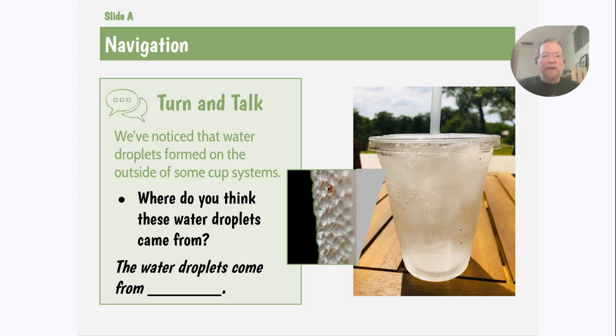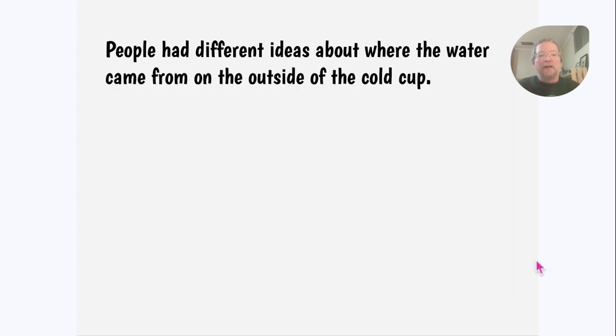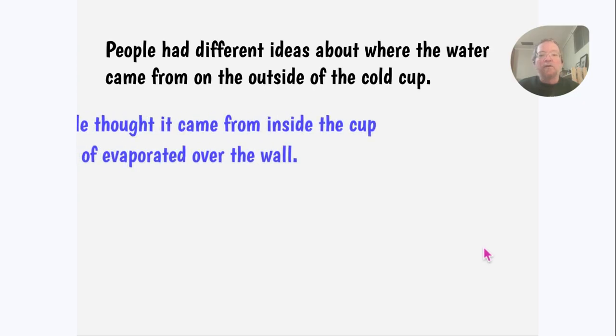We noticed that when we had the cup of cold water and the cup of room temperature water, the room temperature water did not get condensation on it, but the icy cold cup did. So where does that water come from on the outside of the cup? We had some different ideas on that. People had different ideas about where the water came from on the outside of the cold cup.